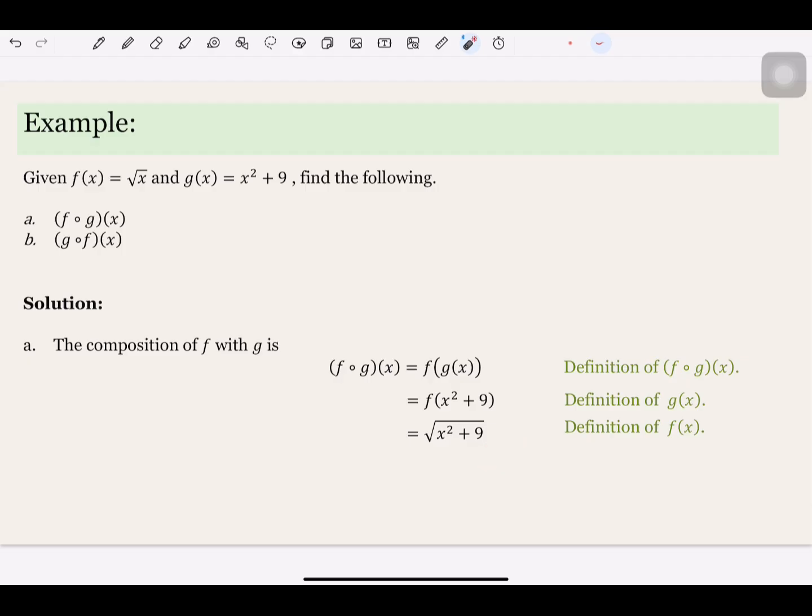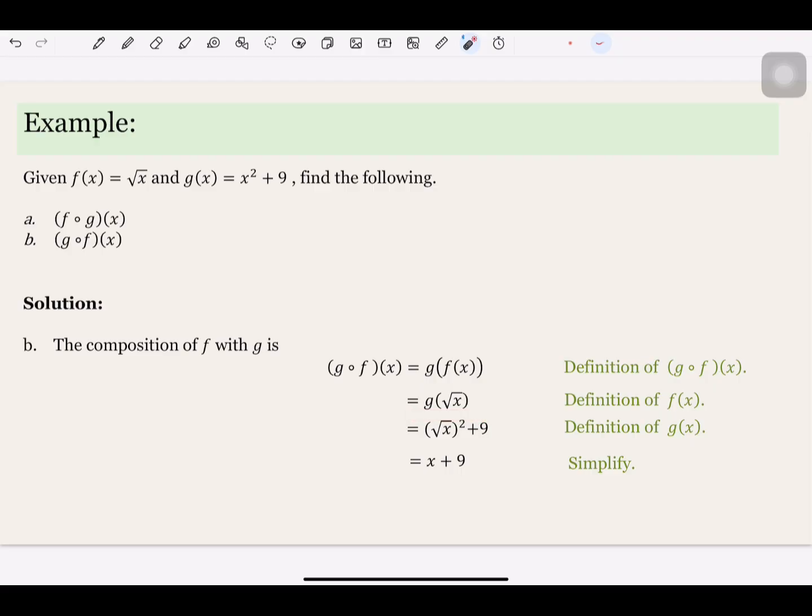And now let's move on to the composition between g and f. So here again, this is the definition of the composition function. You have to evaluate g at f of x. So usually the order stays as it is. So you write the g and the inner function is going to be f of x. And then f of x is going to be replaced by this function. So now you have to evaluate g at square root x.